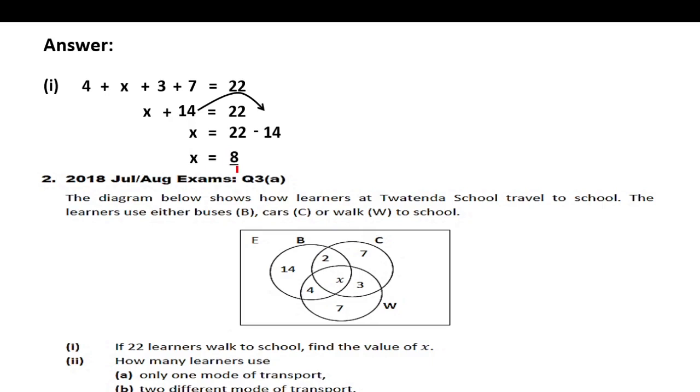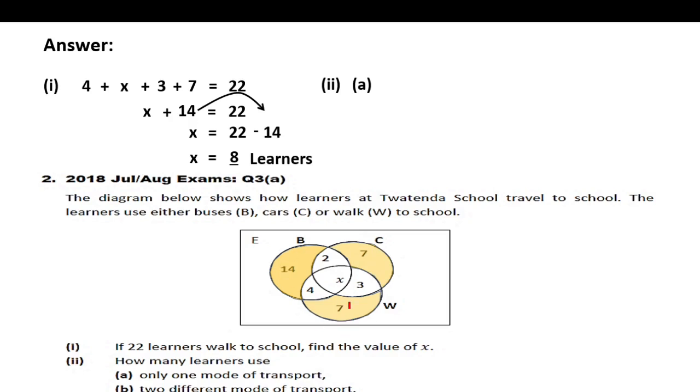All right, so guys, here we want to find out how many learners use only one mode of transport. Those who use only one mode of transport are these here, they walk. These here, they use bus. These here, they use what? Cars. So they want these. These here use only one mode.